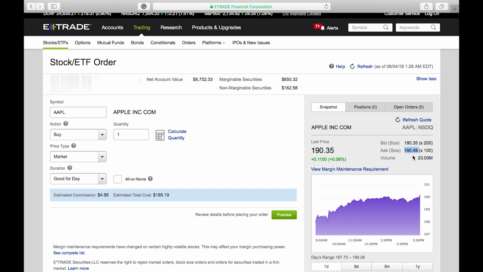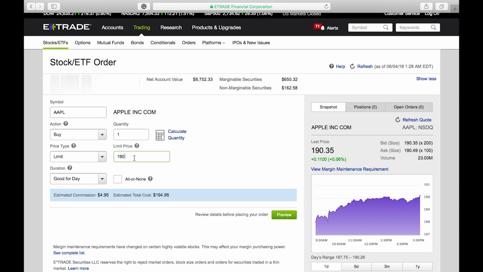But sometimes stocks don't have so much volume as Apple does. So sometimes you might end up buying, let's say, 1 share for $190.49. But the next share you may purchase in the order book at the stock exchange might be at $195. So it's very important that you do a limit order and put it to the price that you are willing to pay.